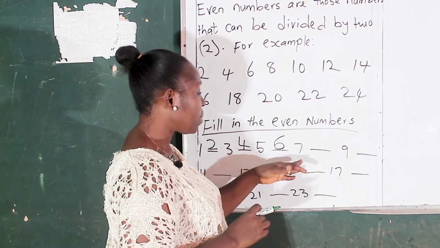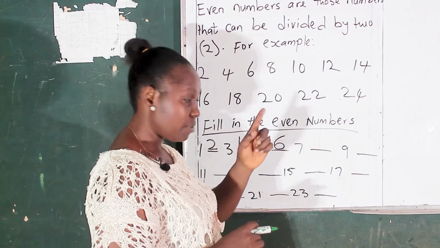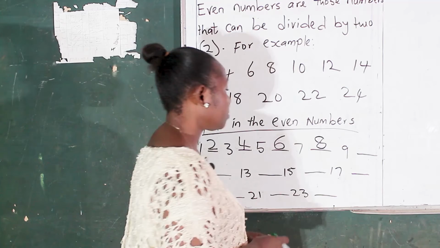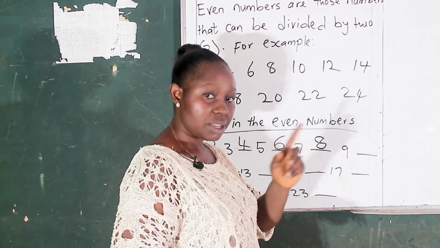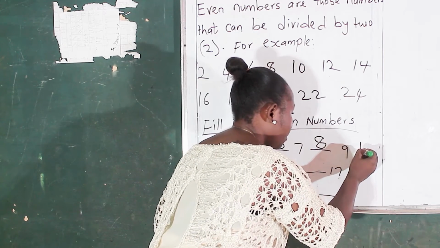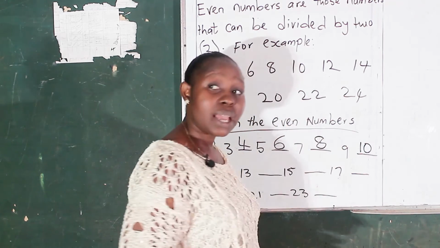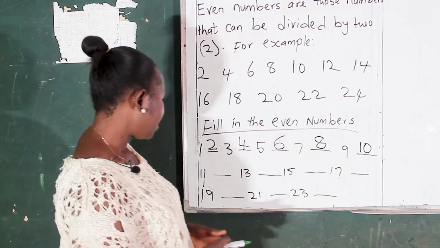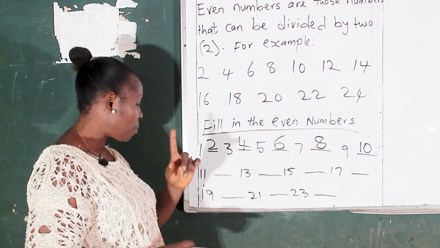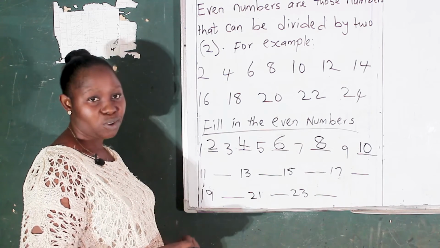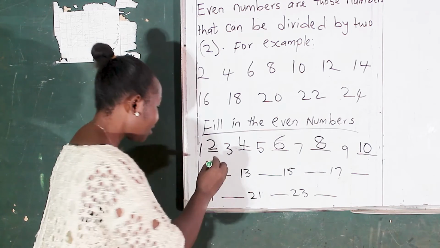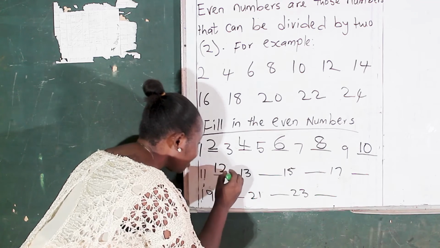We have the next number. 7 is not an even number. 8 is an even number. Let's write it down. 9 is not an even number. You jump 9 and write the next number, which is 10. 10 is an even number. Now, the next one is 11. 11 is not an even number. Let's find out the even number here. After 11, what will you get? 12. 12 is an even number.